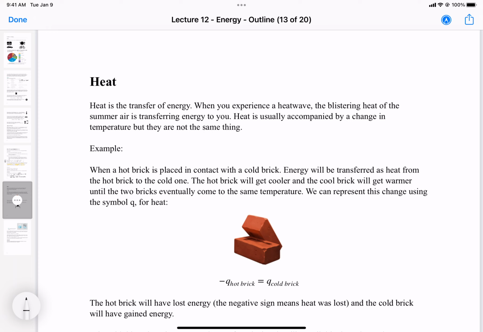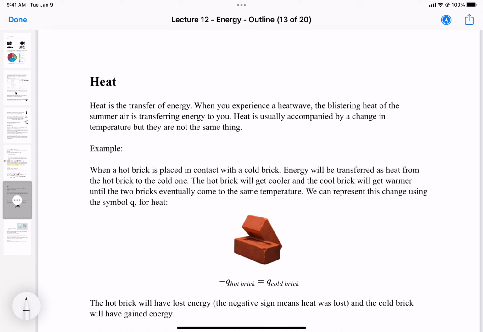So Q is the symbol for heat. So don't forget that. Q is heat, not H. We don't use H for heat. We use Q. There are just so many letters, and we need a lot of letters for variables here. Q is heat. H is not heat. H is something else. We'll talk more about that later on, what the variable H means.